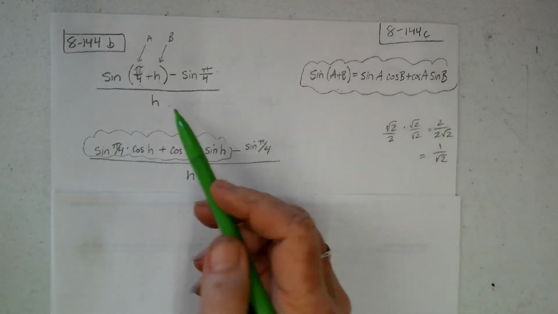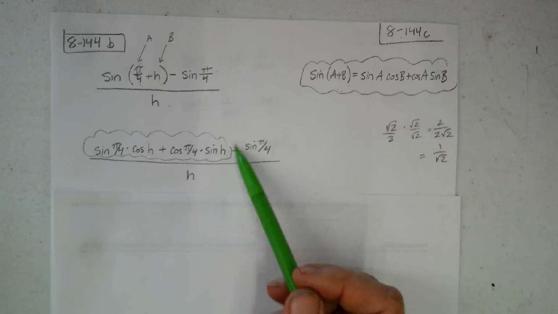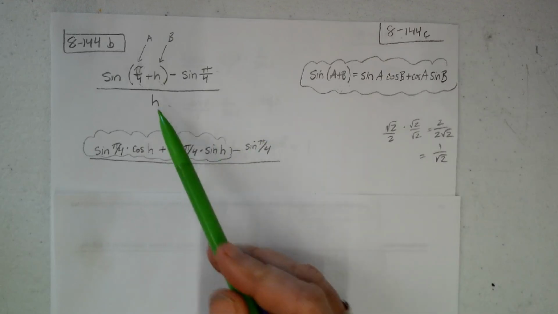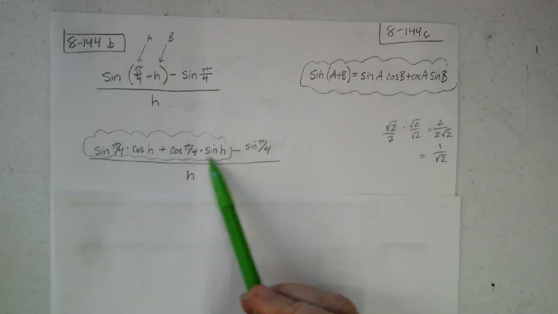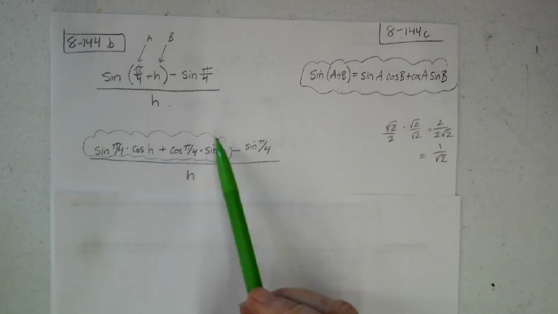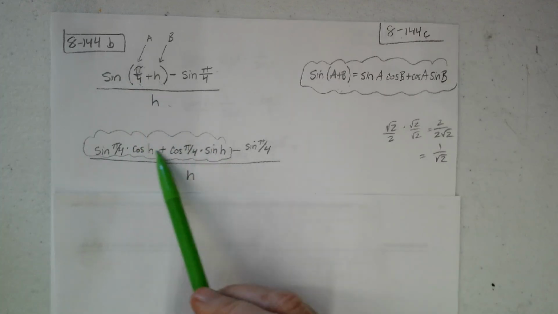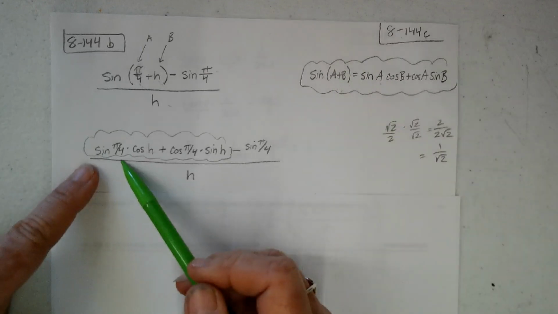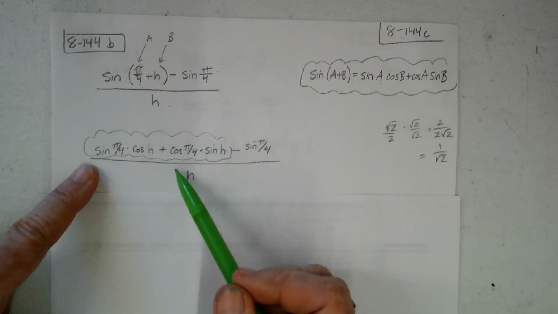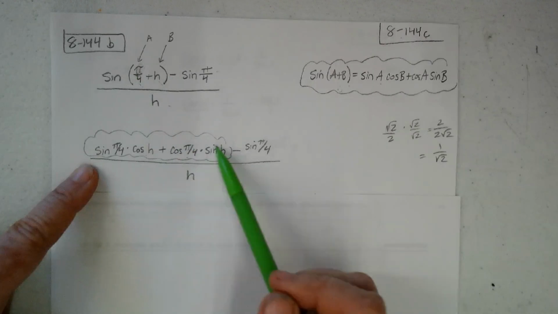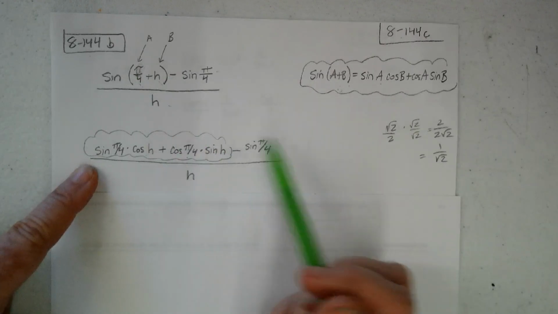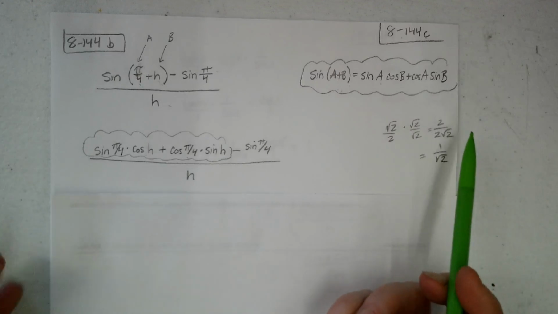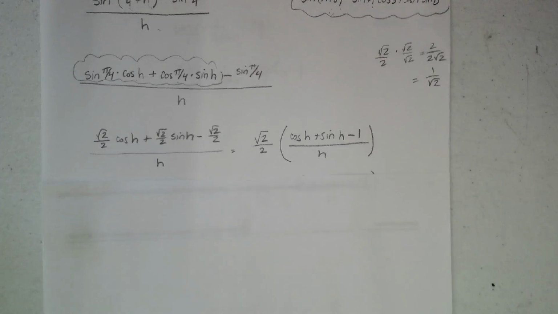I just plugged in. This part I left alone and the bottom I left alone, but I turned this sine (A plus B) into this part in the little bubble here. So I did sine A times cosine B plus cosine A times sine B, and I set it all up like that and just started working, hoping this thing was going to work out.